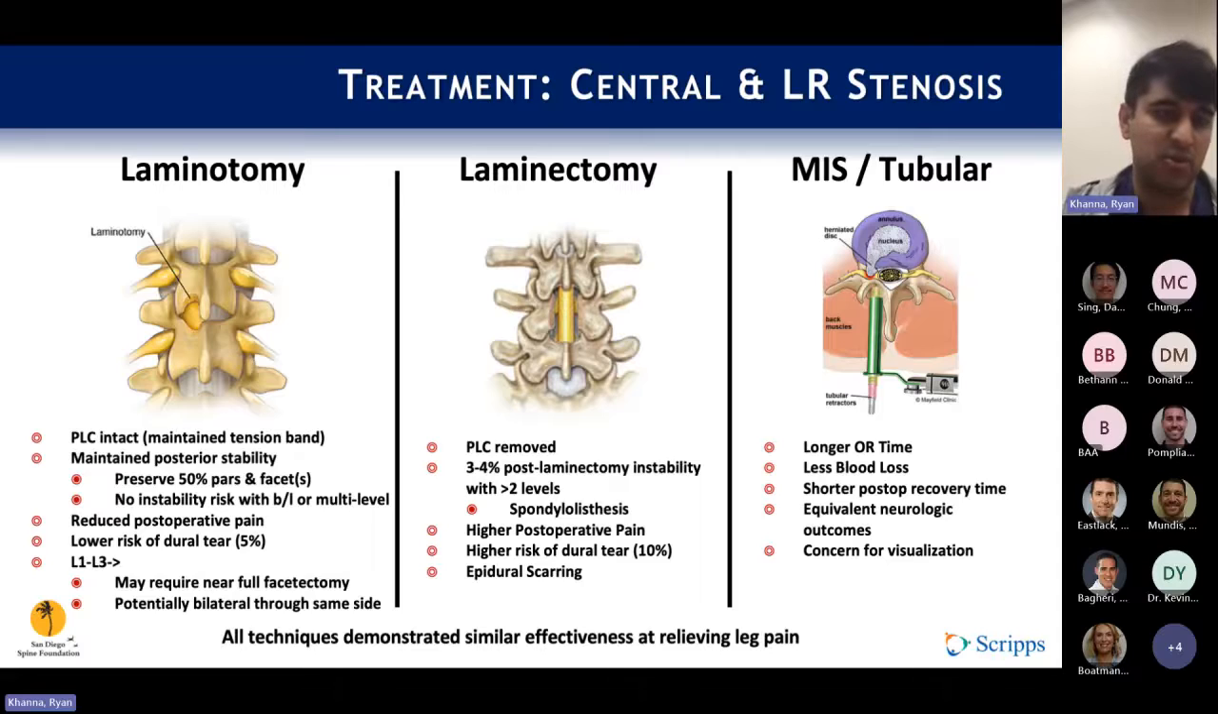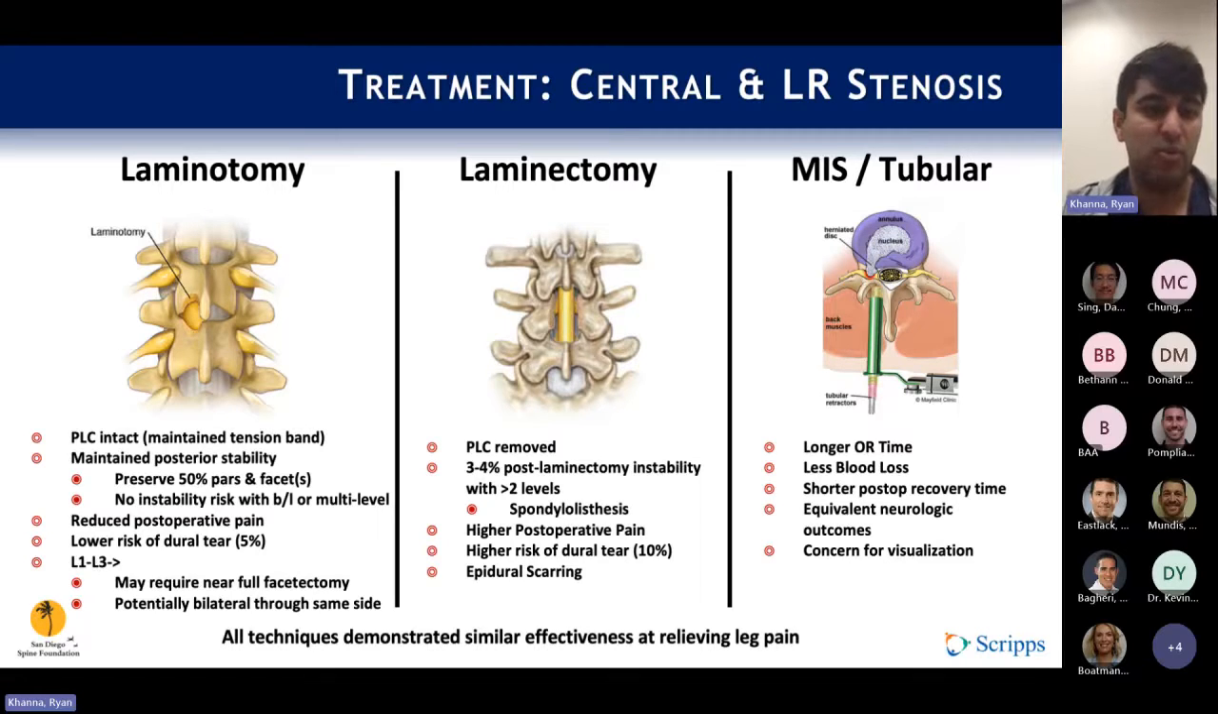You will do a midline exposure, expose the bilateral lamina and the medial facets bilaterally, but you'll take care and caution not to take any of that posterior tension band, or the PLC. And when you're doing this bilateral laminotomy, you want to preserve more of the facet superiorly, where it turns into the pars. The benefits of doing this are a lower chance of a dural tear, as well as reduced postoperative pain and length of stay.